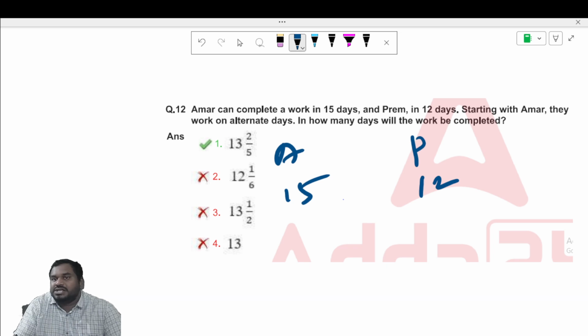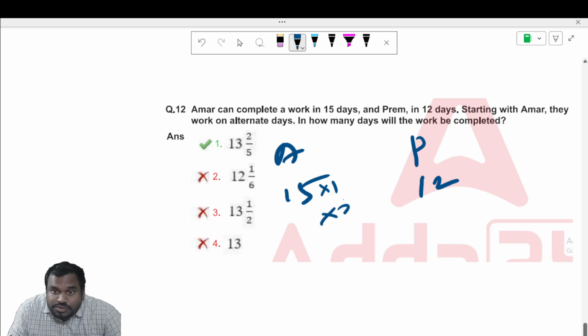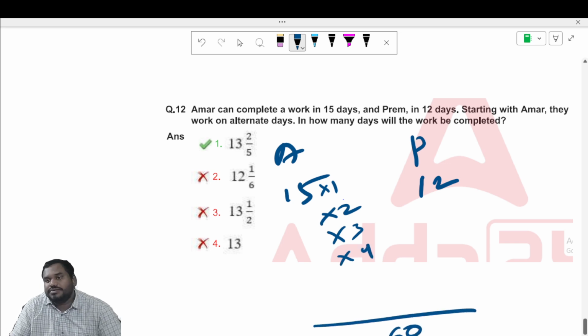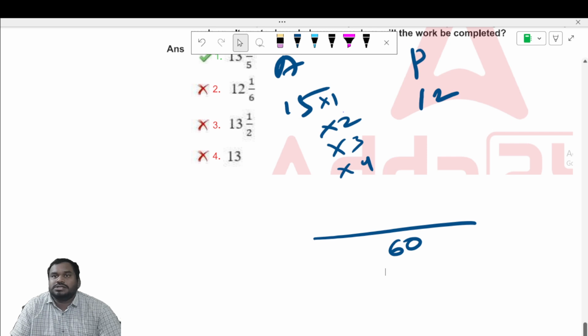15 into 1 is 15, but 15 won't be divisible by 12, so it cannot be the LCM. 15 into 2 is 30, 30 cannot be divided by 12. 15 into 3 is 45, no. 15 into 4 is 60. So 60 is divisible by 12. So the LCM is 60. Then 60 divided by 15 is 4, that is the efficiency.